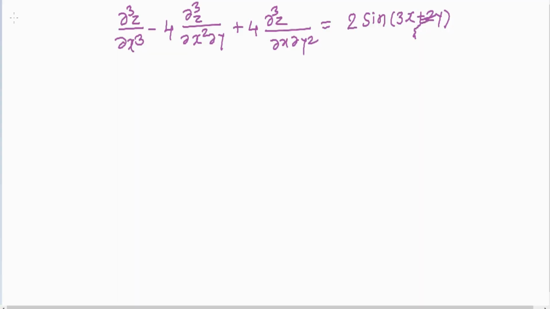In this video, we will see how to find a particular integral when the RHS is a function of sine. First, we find a complementary function. Let us convert this equation into D and D dash by substituting ∂/∂x equal to D and ∂/∂y equal to D dash. It is very easy to write in terms of D and D dash.